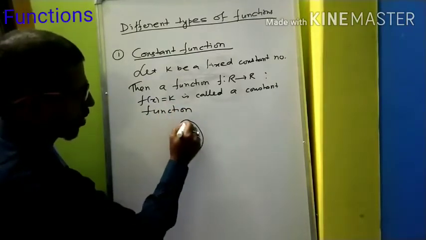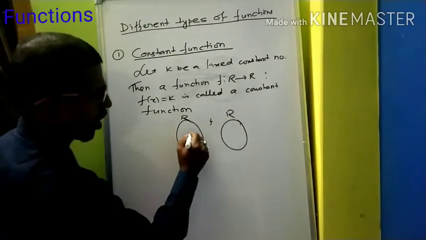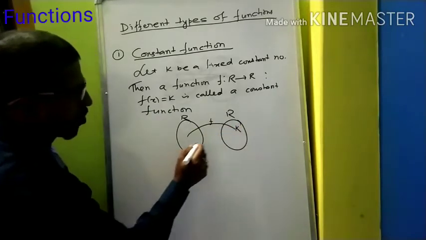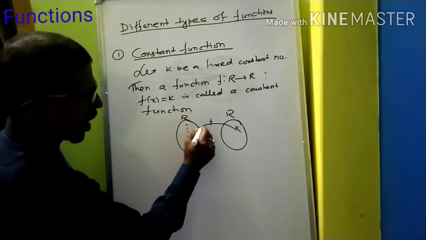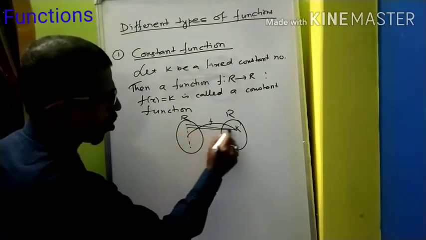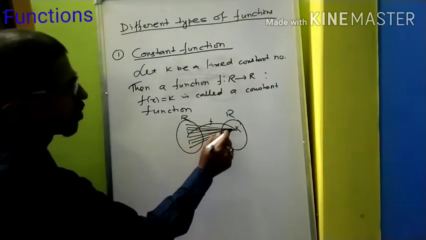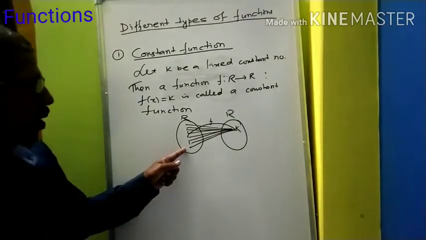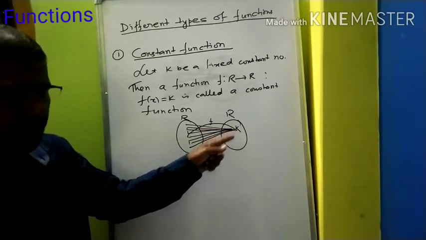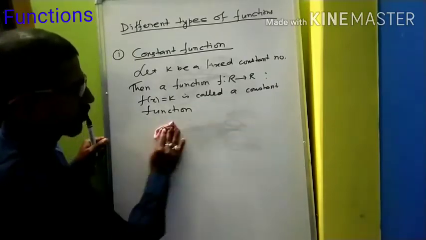Once again, suppose f is a function from real numbers to real numbers. Whatever the numbers, they will all go to the value k. All the real numbers will have the same image k. Then it will be a constant function. All the values of the domain have the same image. This is the domain, this is the codomain. Now what will be the range of the function? It is k, because k is the only element having pre-images.